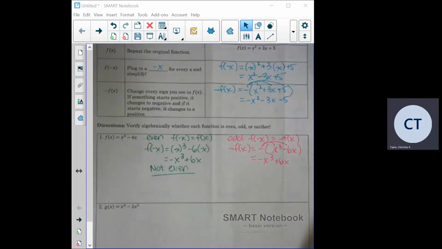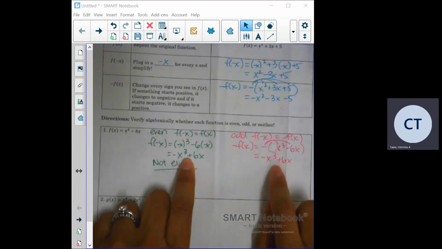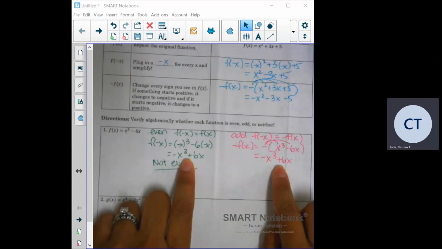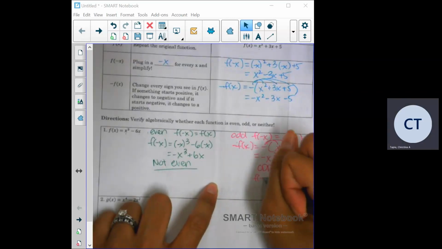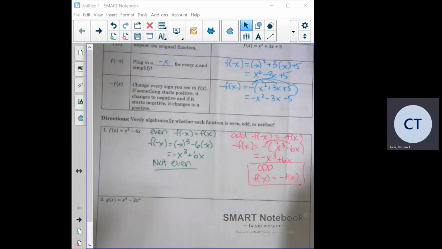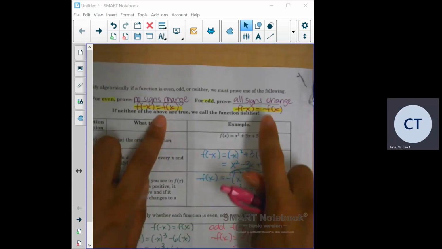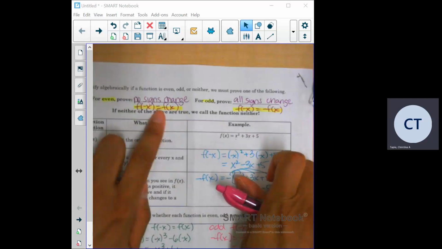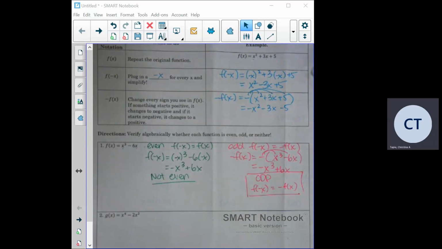I need to know, is it odd? Does f of negative x match negative f of x? Yes, these do match. So that means that this function is odd. Odd means that f of negative x equals negative f of x. This statement is true. That's what makes it odd. So all we're doing, and I'll repeat this again, is we're trying to prove one of these two statements. Either this whole statement or this whole statement. That's it. So if you think you know what you're doing, go ahead and try number 2.